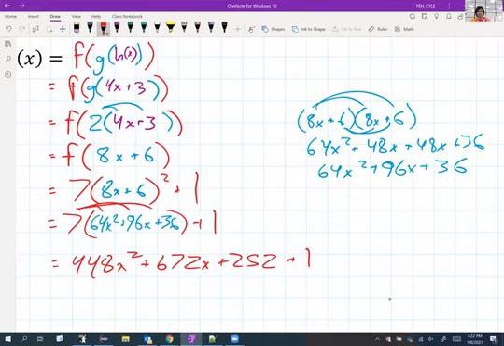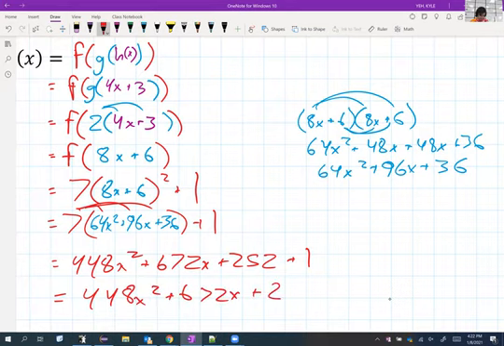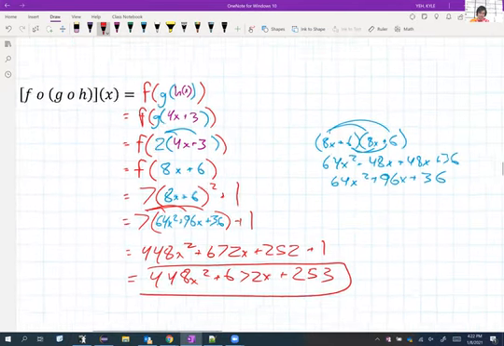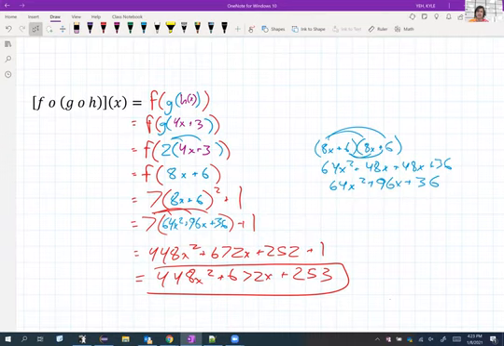And then don't forget about your plus 1 on the end. So final answer, 448x squared plus 672x plus 253. You might look at that problem and say, okay, that was a lot. That was really hard. I would say it's not any harder than what we were doing before. It is more, because you have to do composition kind of these 3 times.